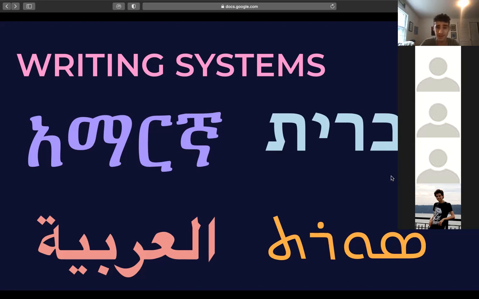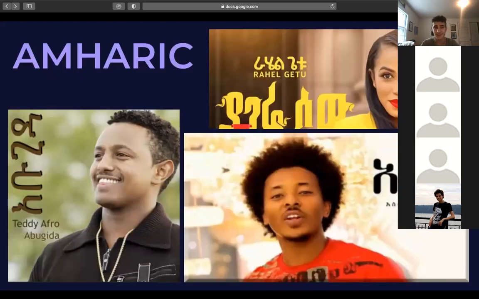And so we'll look at the writing systems now. And we'll look at them in terms of album covers. So these are all album covers in Amharic. We chose the left one because the album title is actually Abugida, which is the name of the type of writing system linguistically. It's a funny linguistic joke.